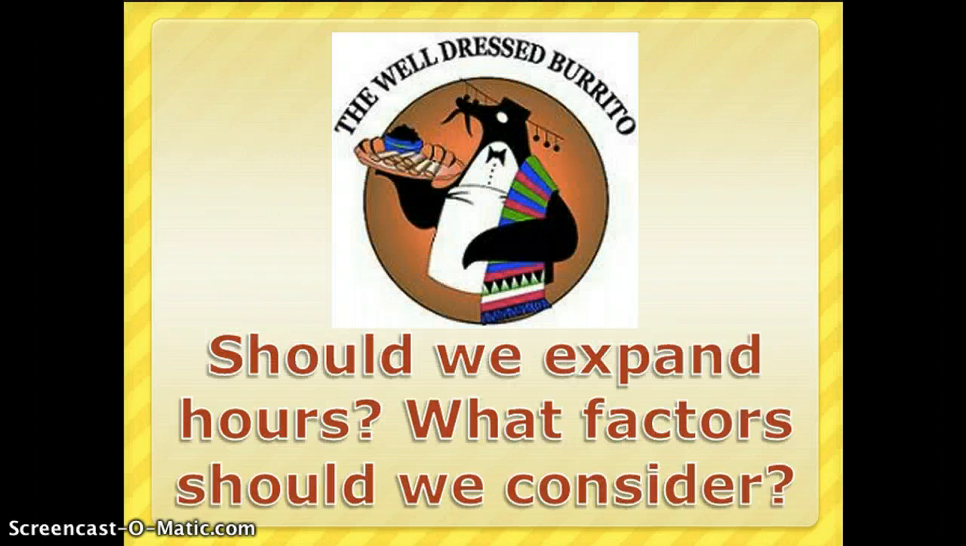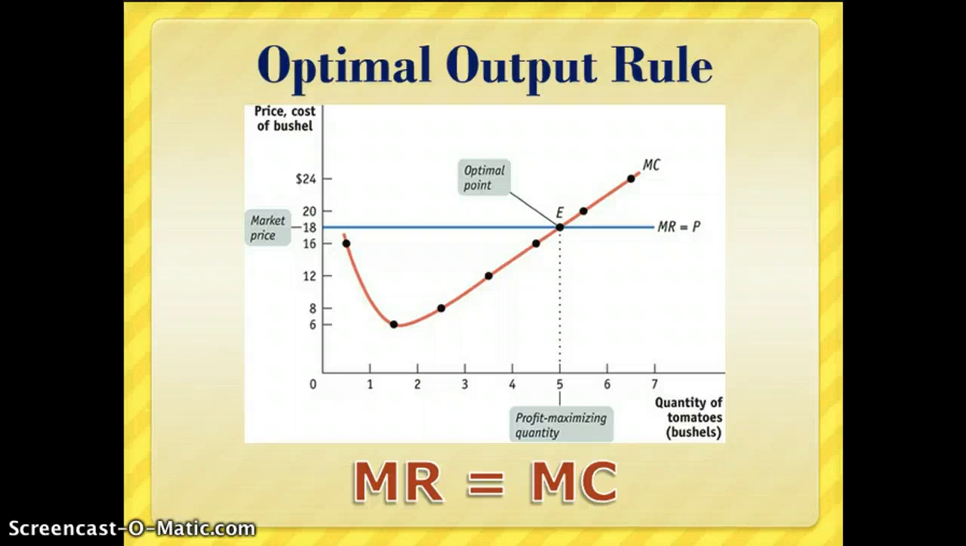Okay, so here you go. We have the marginal revenue equaling the marginal cost, and the optimal point is right here in the center at 18 dollars per bushel, and then 5 bushels of tomatoes over here, and you want to be here or higher than that if you're in the business from an economist standpoint.